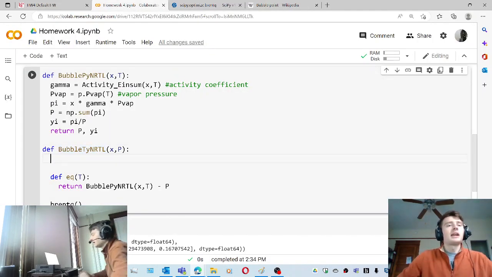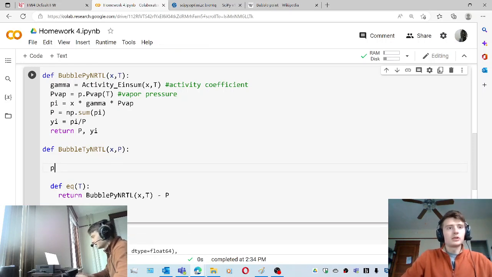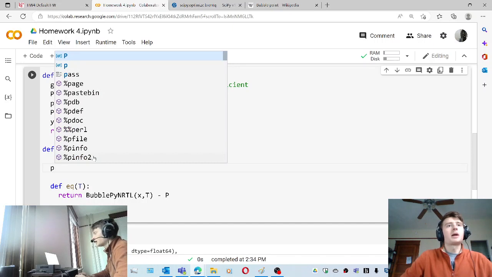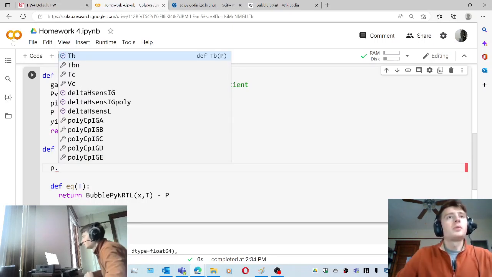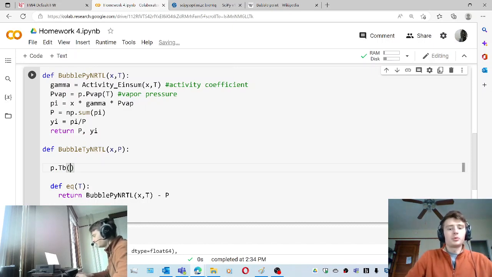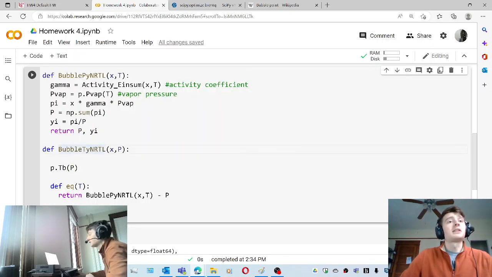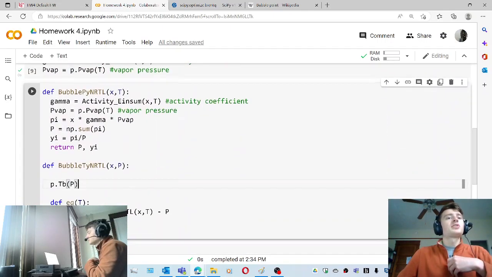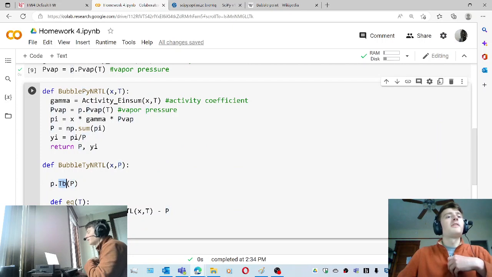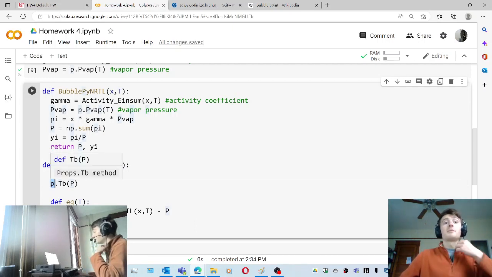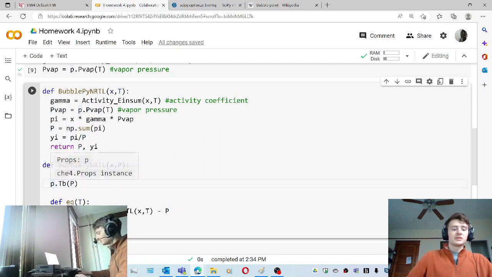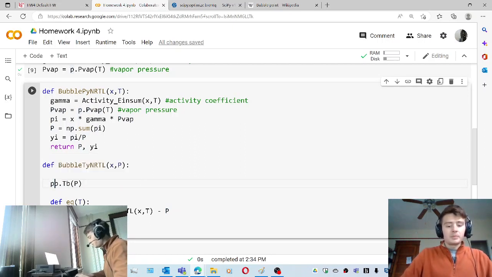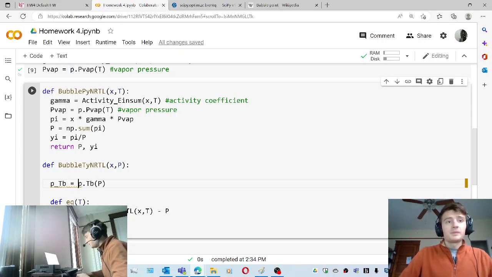So I can go to that function, go to the properties of P, and look for the TB, which is the boiling point temperature at whatever pressure I specified. That's a known boiling point temperature that the library can calculate. So I can say at a given pressure, what's the boiling point of each of the components in here. It's not the boiling point of the mixture of the three components, it's just the boiling point of each of the three components. And then I can call that maybe P underscore TB. I'll set that equal to that.